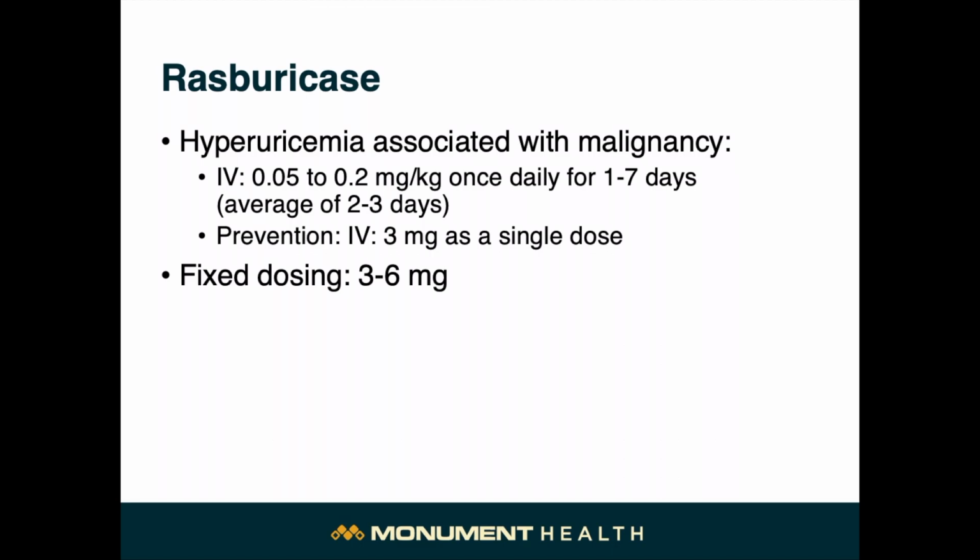One thing that's important to note is that this medication is rather expensive. A 1.5 milligram vial is approximately $1,000, and the 7.5 milligram strength is approximately $5,300. Therefore, it's been found that the fixed dosing regimen is not only cost savings, but it leads to the same clinical outcomes as well as safety and efficacy for the patient.